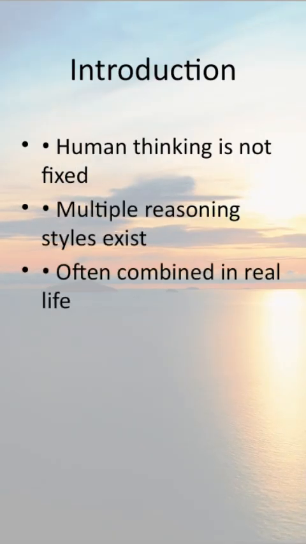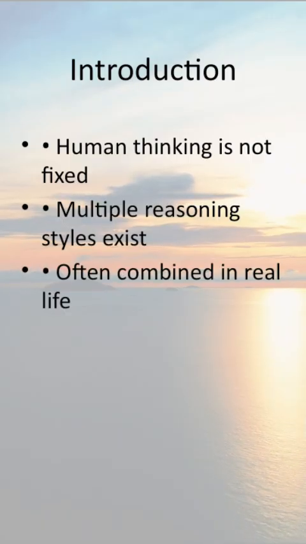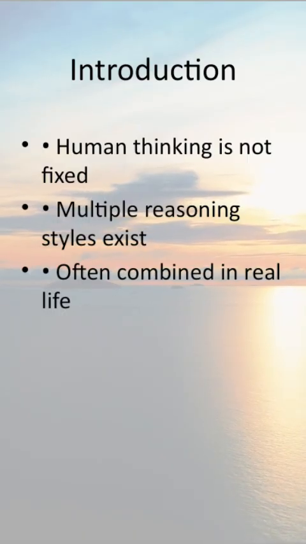Human thinking is not fixed. It's actually quite flexible and adaptable. There are multiple reasoning styles that people use, depending on the situation or even their personality. And what's interesting is that in real life, we often combine these different styles rather than sticking to just one. This highlights how dynamic and nuanced our thought processes really are. Understanding this variability is key to appreciating how we solve problems and make decisions across different contexts. It ties back to the overall theme that thinking isn't a one-size-fits-all process, but a complex interplay of approaches.